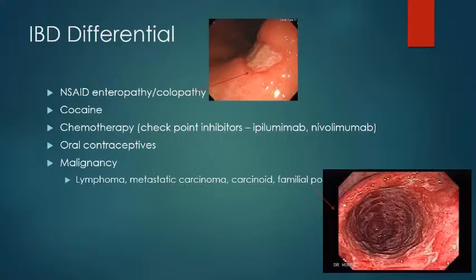So this is a nice picture of malignancy, although it would be difficult to say this is not severe colitis or enteritis, but I think this was a lymphoma case in the colon. And biopsies came back showing sheets of cells and not cryptitis, crypt distortion, things that you would see with IBD.